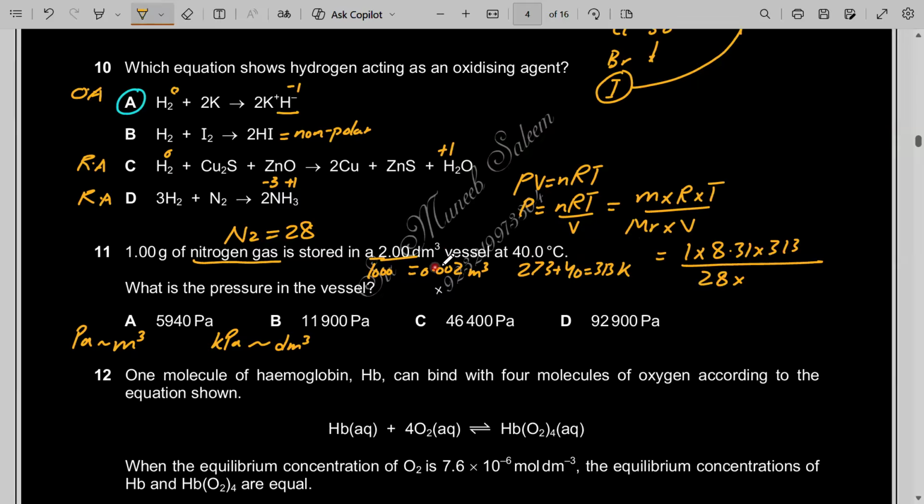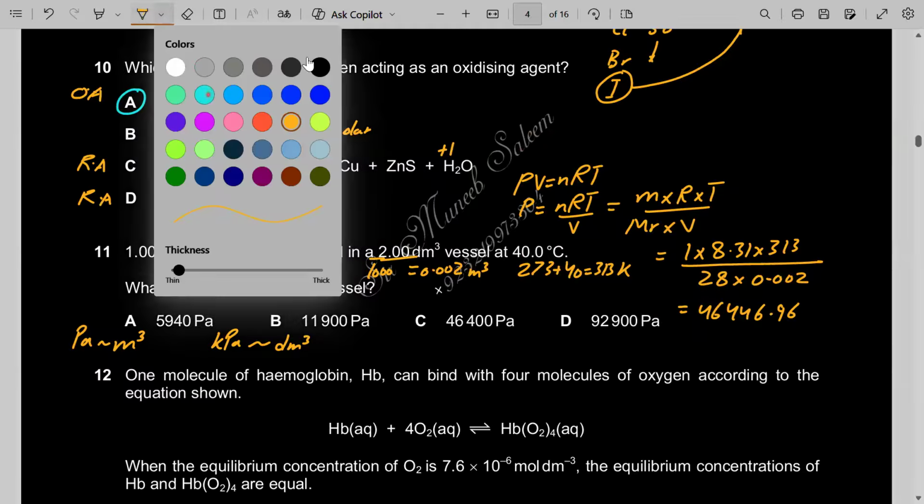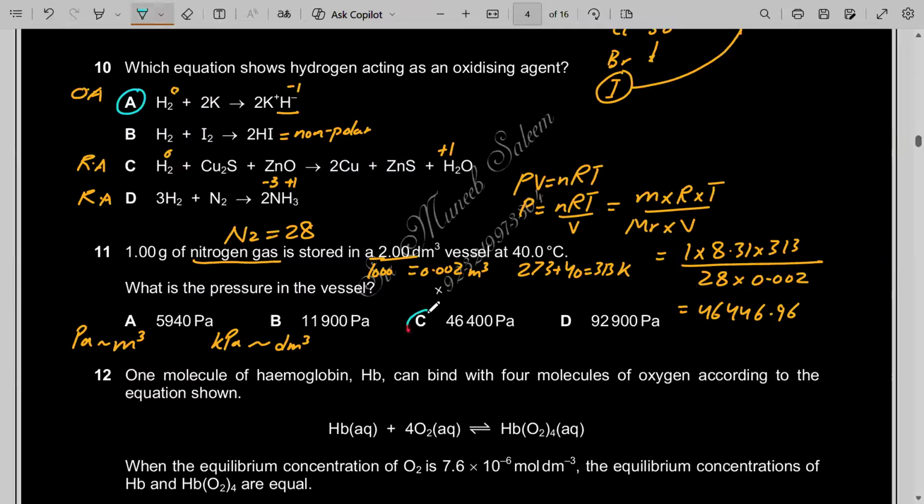And volume is 2 decimeter cube converted to meter cube, 0.002. The value which you get after calculation is actually 46,446.96, and this value is very much closer to option C. This value is closest to this value. So we select option C here. So that's the correct answer.